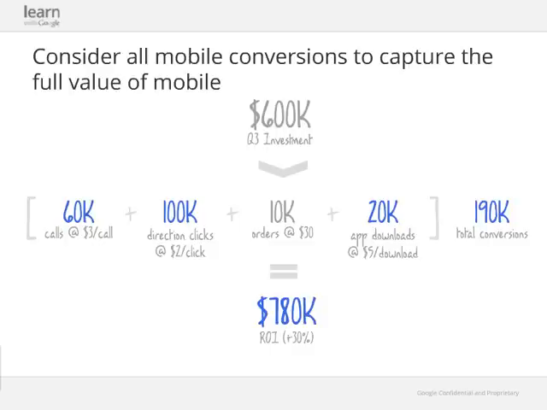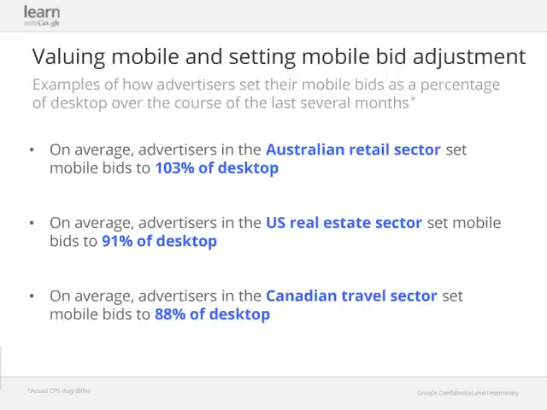Okay. So another example of how much advertisers value the bids. We'll fly through this slide very quickly. But on average, Australian retail advertisers tend to value mobile bids a lot, right? They tend to value bids at 103% of desktop. U.S. real estate tends to be 91% of desktop, and Canadian travel tends to be 88% of desktop. So this is basically just an example of selected verticals by countries who are really into mobile and how much advertisers on average set their bids as a percentage of desktop.